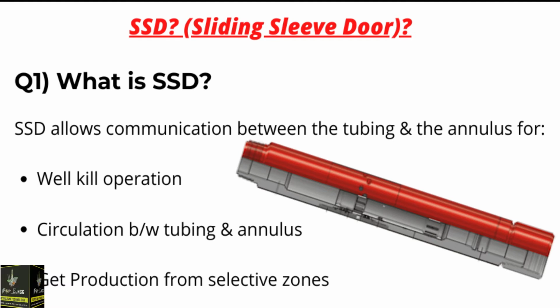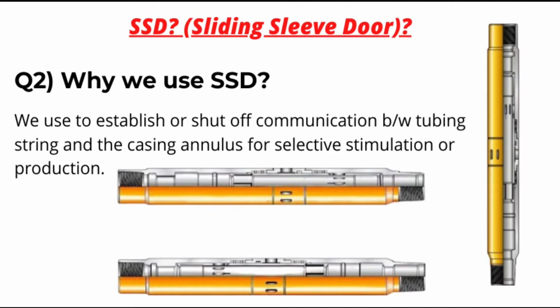SSD basically allows the communication between the tubing and the annulus. It is used for well killing operation. It is used for the circulation between the tubing and annulus. It is used to get the production from multiple zones. Sometimes there are 2 or 3 zones, so we have to use the SSD to get the production from different zones at different times.